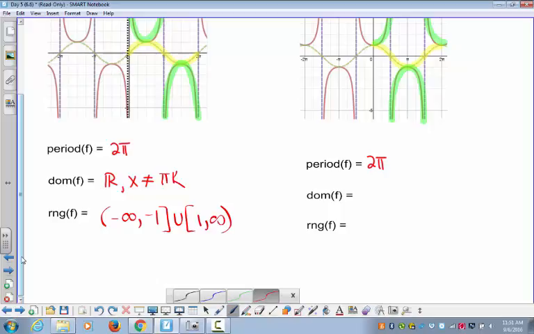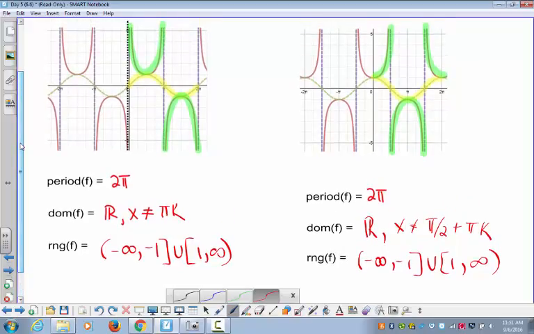Similarly, over here, we look at our first asymptote. That's at pi over 2. First non-negative is at pi over 2, so x cannot be pi over 2 plus pi k. Range, same as the other one, negative infinity to -1, union 1 to infinity. Okay, so there are the basic cosecant and the basic secant, the green functions.